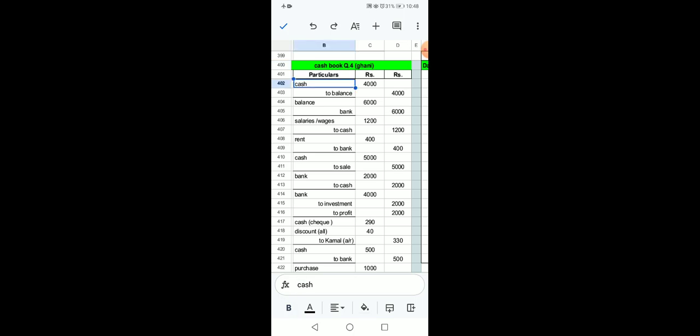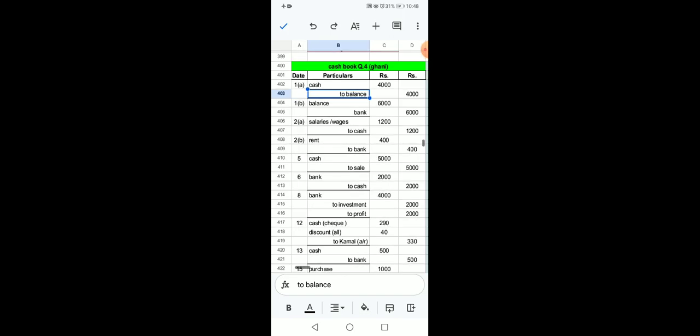For example, we have cash and balance. Balance is not what we are thinking of. We have decided that we will be seeking only discount, cash, and bank. This is not cash, this is not bank, this is not discount. So what we will do, we will skip it. We will not bother anything which is not cash, discount, and bank.